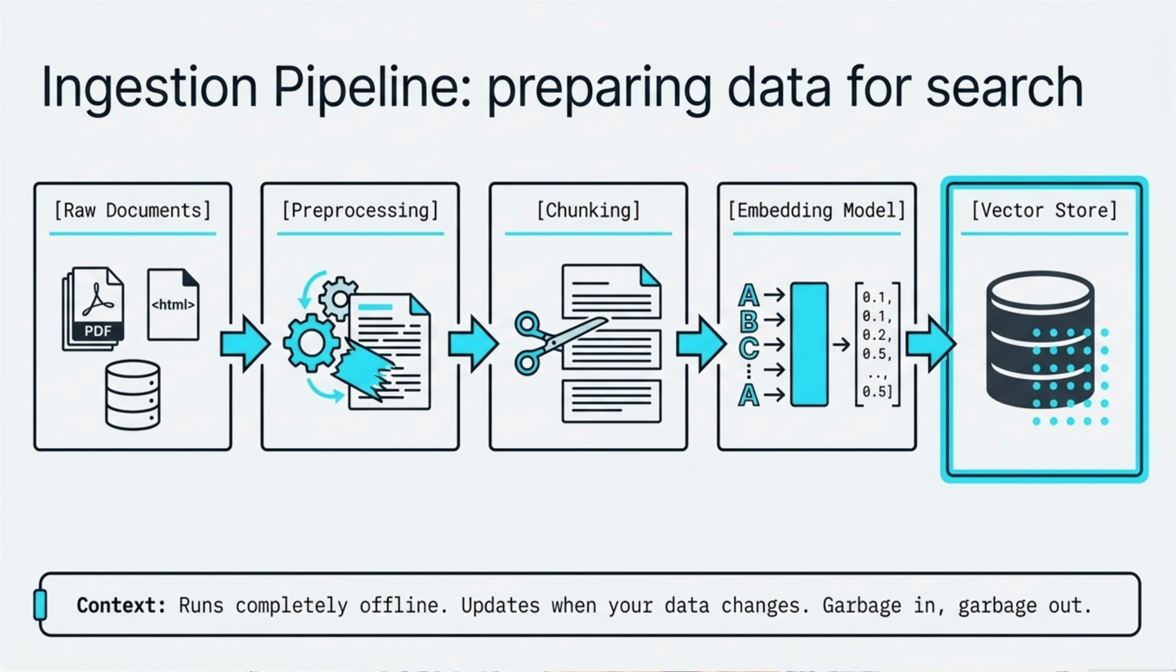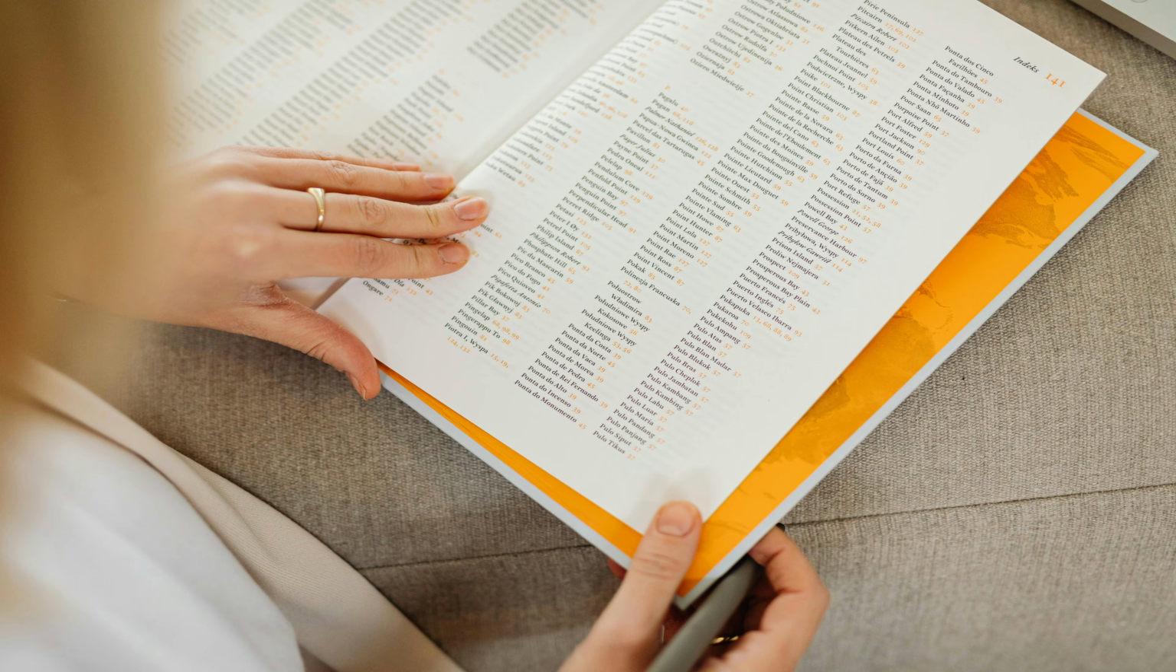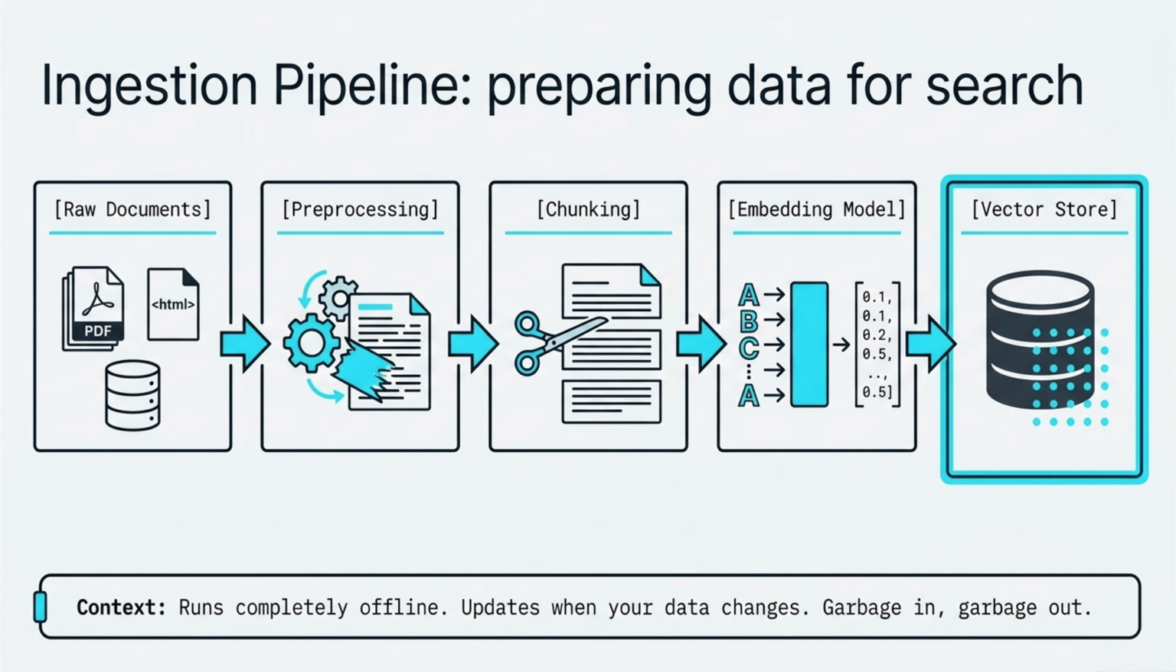The first pipeline is the ingestion pipeline. This is where you take all your raw documents and prepare them so they can be searched quickly later. Think of it like building an index at the back of a textbook. The index does not contain the full content, but it tells you exactly where to find what you need. There are 4 steps: preprocessing, chunking, embedding, and storing.